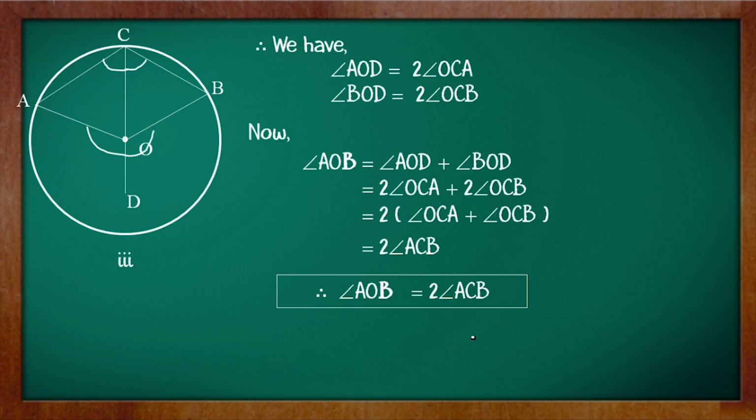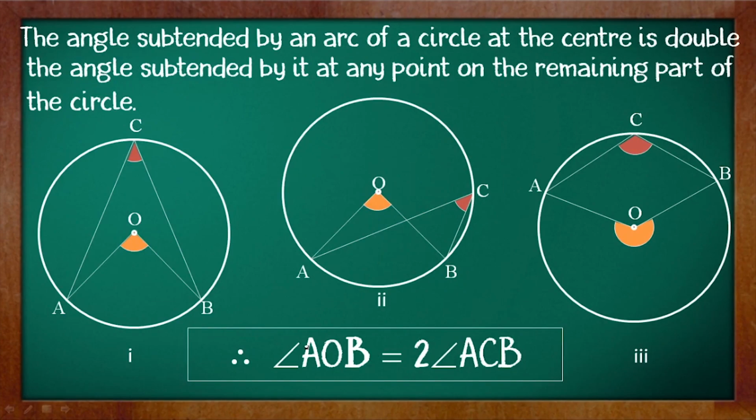So from the 3 diagrams that we had, we get angle AOB is twice angle ACB. So this is how we prove this theorem.